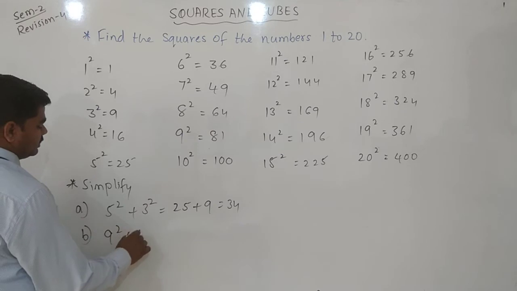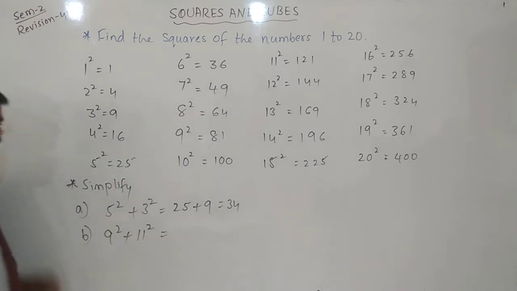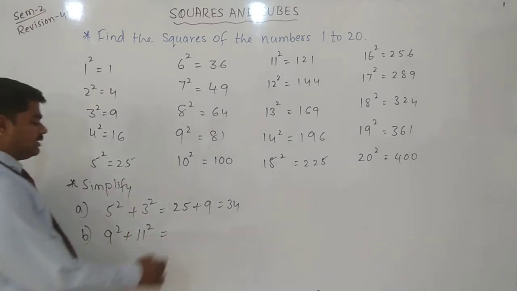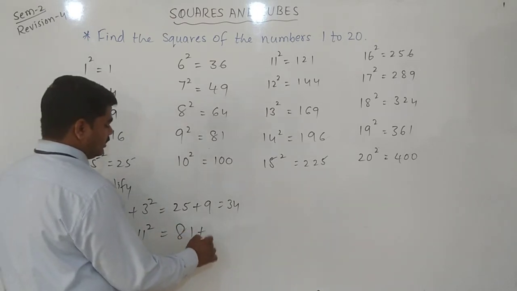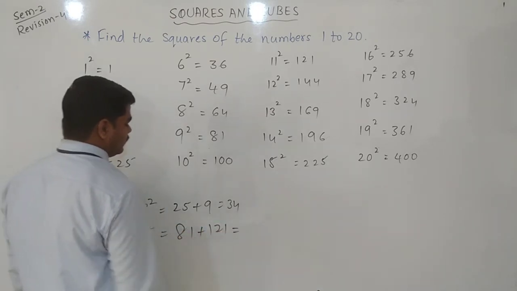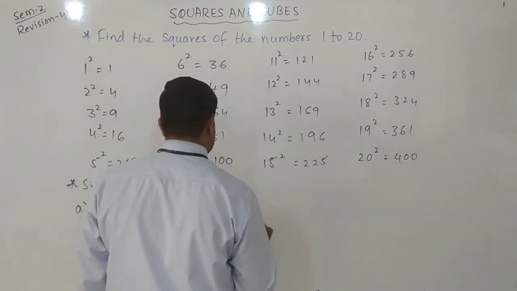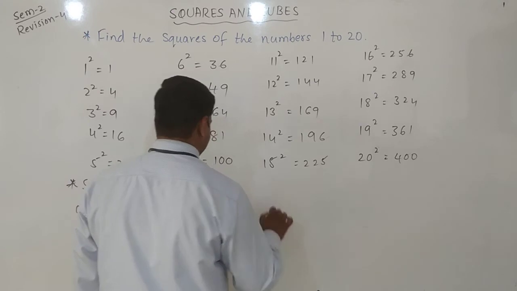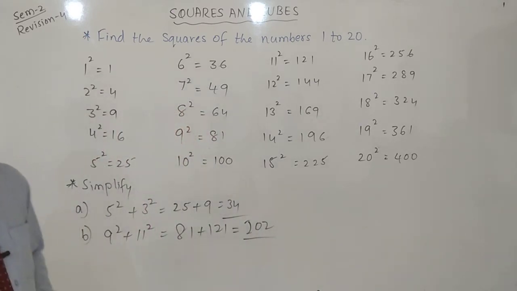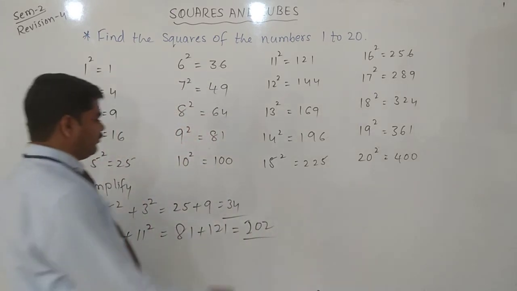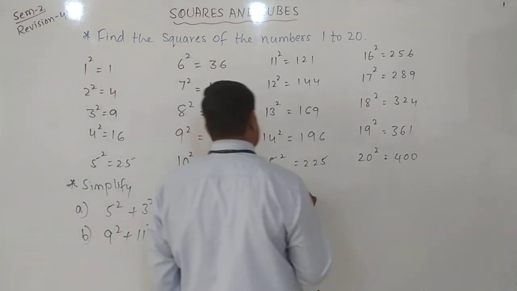9 square plus 11 square. What's the 9 square? 81. 11 square is 121. Then the sum is 202. What is the answer? 202. Simple. Now you can take any number addition, square numbers.